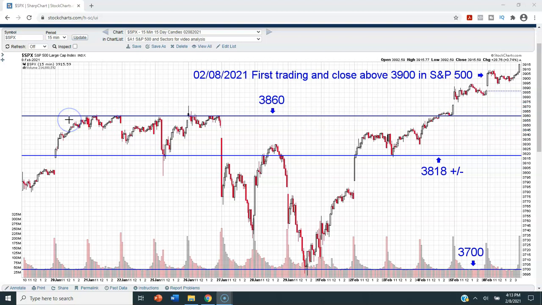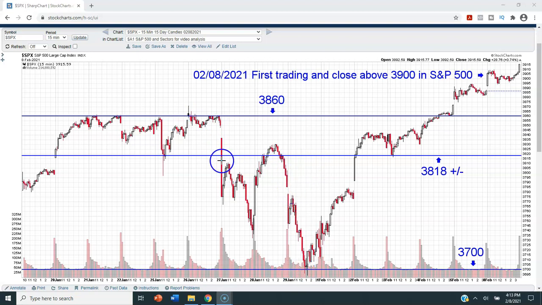And you can see that during the middle to the latter part of January, we had overhead resistance right here at 3860. We just kept bumping our head up against this level. And then, of course, we had that sell-off down to the 3,700 level, which we just talked about.